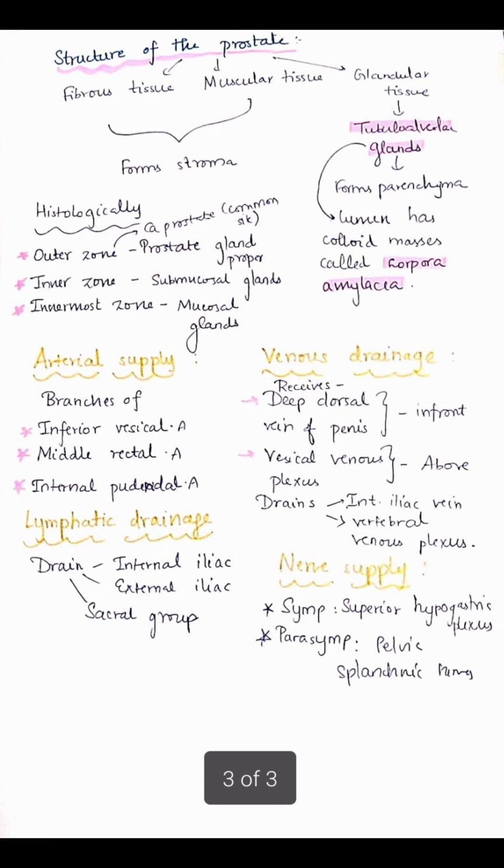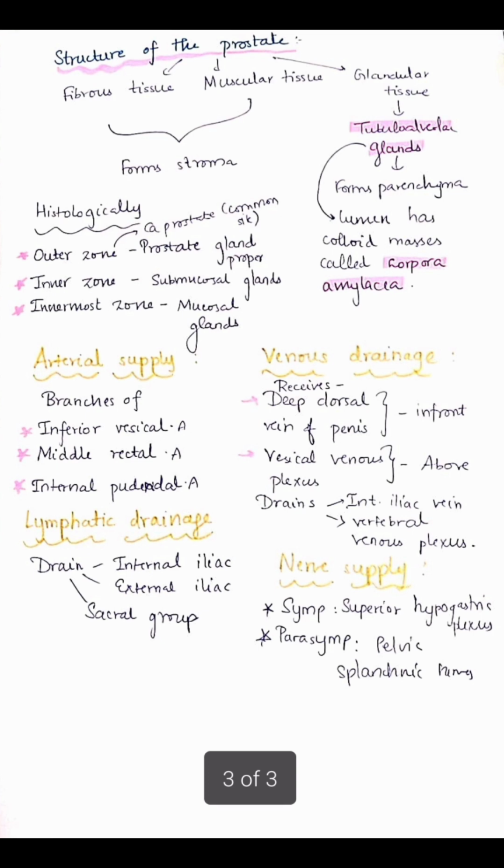Next we will see about the structure of the prostate. It has 3 tissues, fibrous, muscular and glandular tissue. The fibromuscular tissue together forms the stroma of the gland. The glandular tissue consists of tubuloalveolar glands. The lumen of those glands has colloid masses called corpora amylaceae. The glandular tissue forms the parenchyma of the prostate gland.